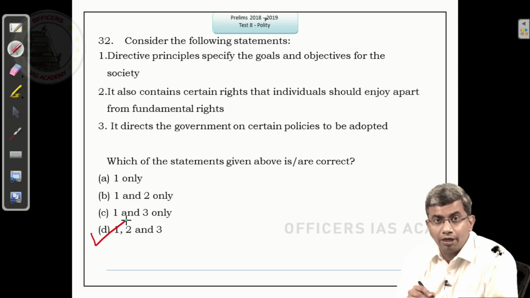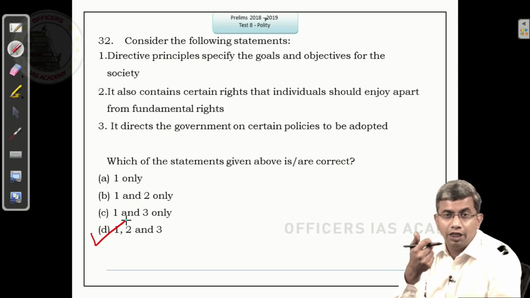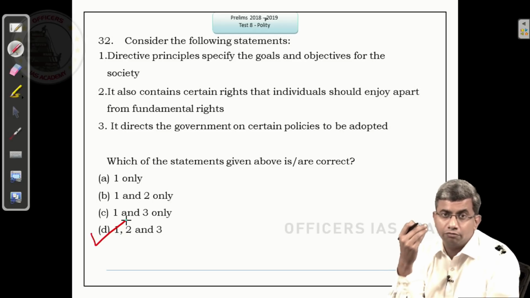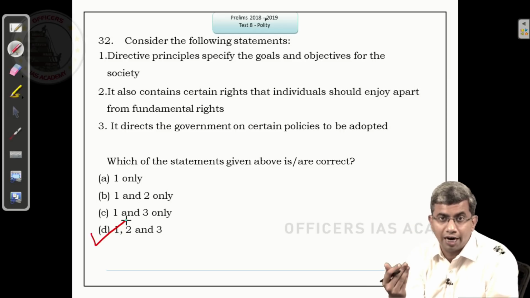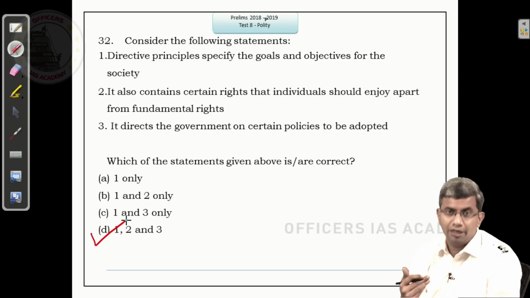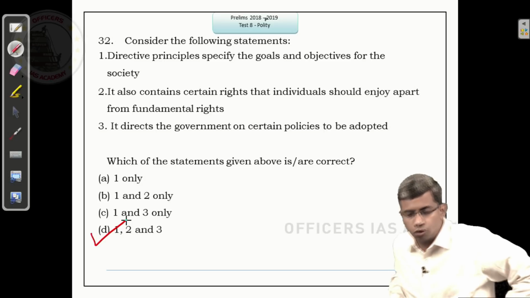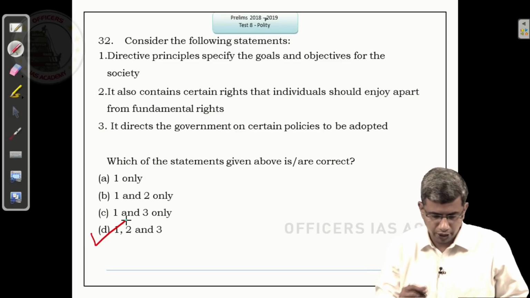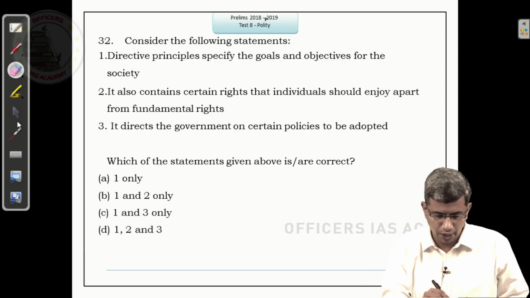So over and above the fundamental rights, right to work, equal pay for equal work, maternity benefit, various other rights are provided through various enactments which are derived from directive principles. And of course, it gives the goals and objectives of the society and the policies that the government should follow. So the correct answer is D, 1, 2 and 3.